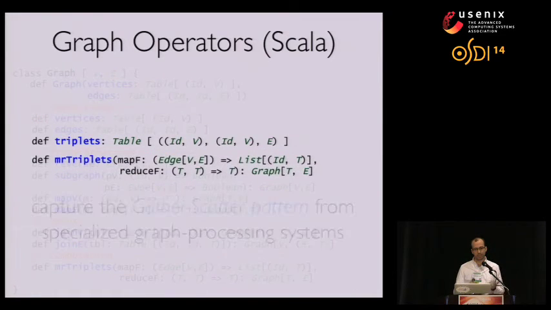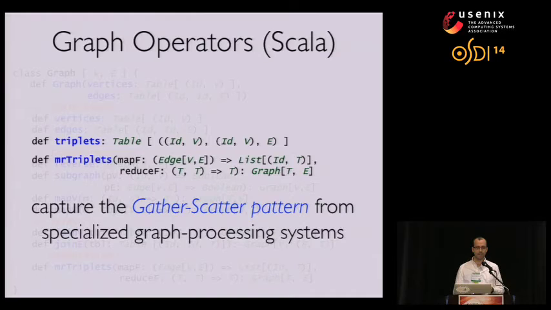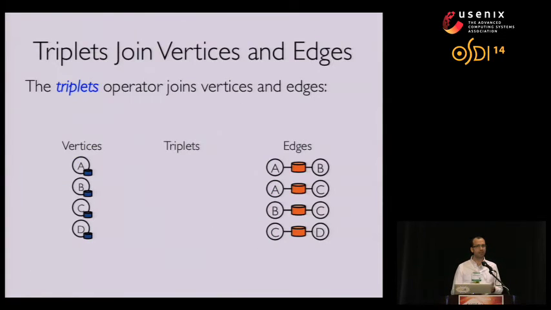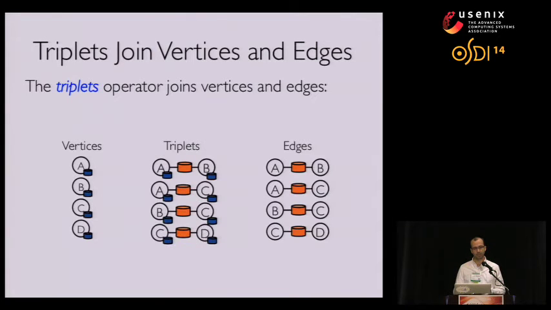So if we step back, the key operators that I really want to focus on today are the triplets operator and the MapReduce triplets operator. These are the operators that are going to embody this gather-scatter pattern that I described earlier. The triplets operator is actually very simple. We're going to take the vertex table and logically join it with the edge table. So for each edge in the edge table, we're going to attach the source and destination vertex properties with that edge. And we're going to do that for all the edges in the edge table.